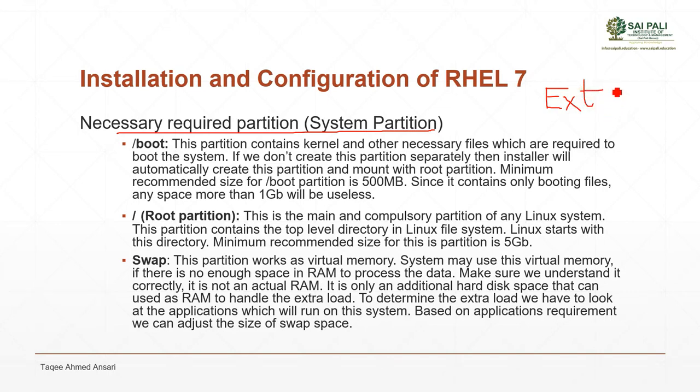This ext started from ext1, then 2, 3, 4. It goes till ext4. That means 1, 2, 3, 4, it is getting advanced, with more size, more space, more reliable, more robust. The latest one was 4, and this was supported in RHEL 6. In RHEL 6, the default file system was ext4.